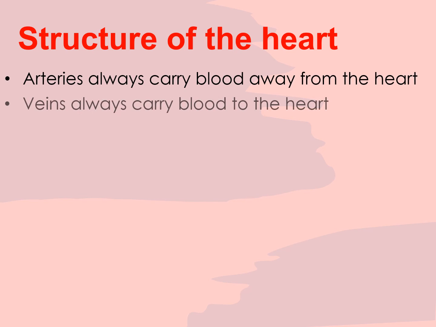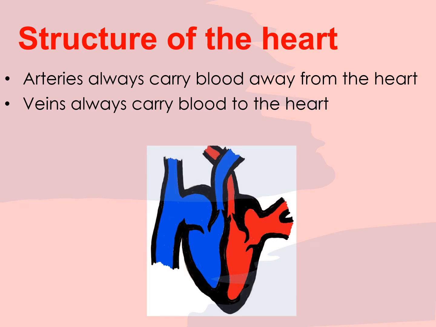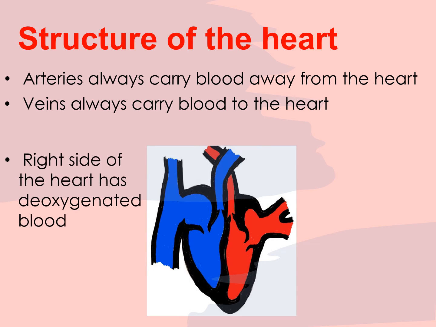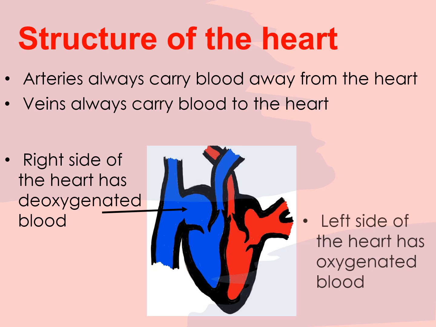Arteries always carry blood away from the heart, and veins always carry blood to the heart. We can see the right-hand side of the heart has deoxygenated blood, which we've indicated with the color blue here. And the left-hand side of the heart has oxygenated blood, which we've indicated with the color red. Oxygenated and deoxygenated blood never mix in the heart. They are kept separate.